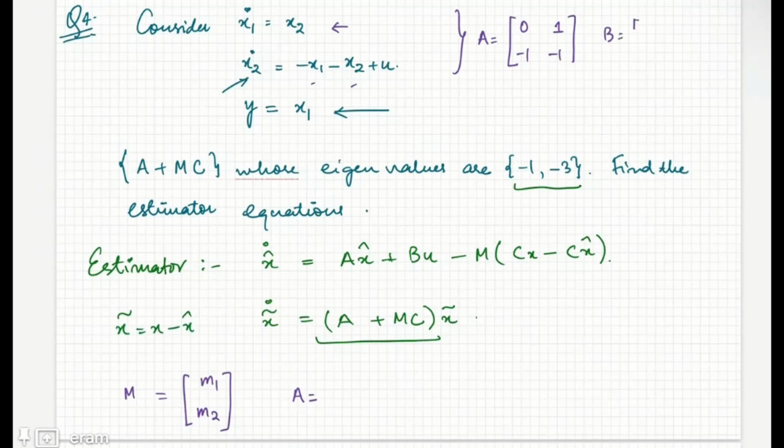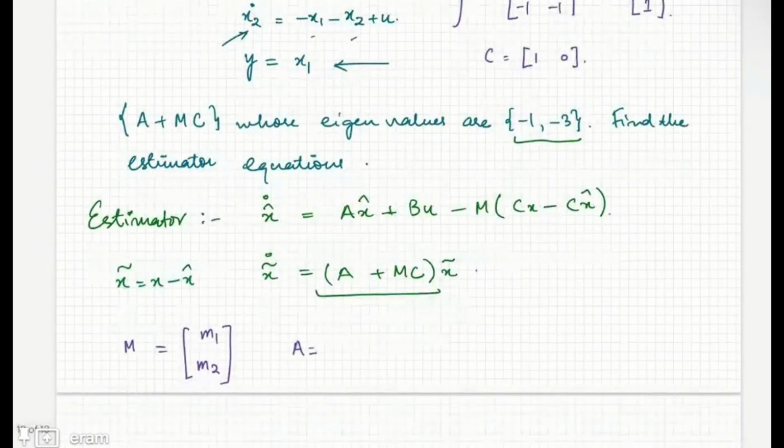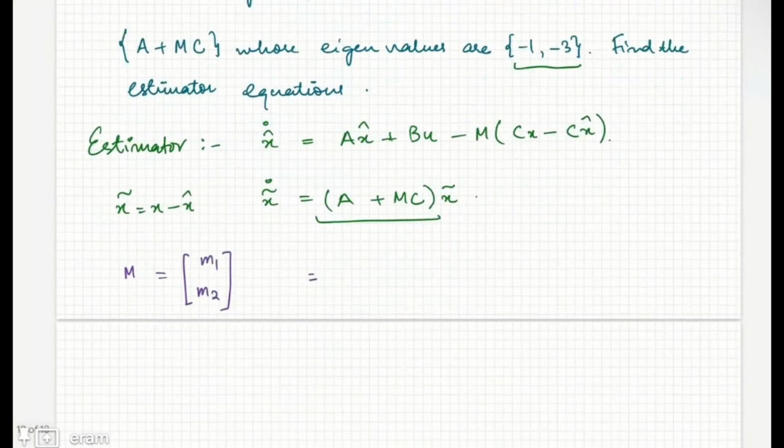And B, there is no control in the first state, so it is 0. There is control in the second with coefficient of 1. So these are our A and B. And C is obviously only the state x1, so it is 1, 0. Okay, so these are our A, B and C matrices. Now let's find out this A plus MC thing.